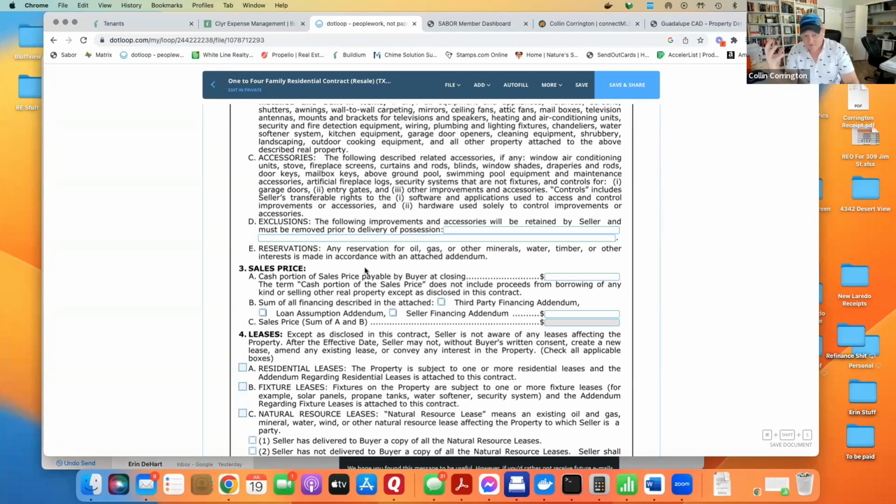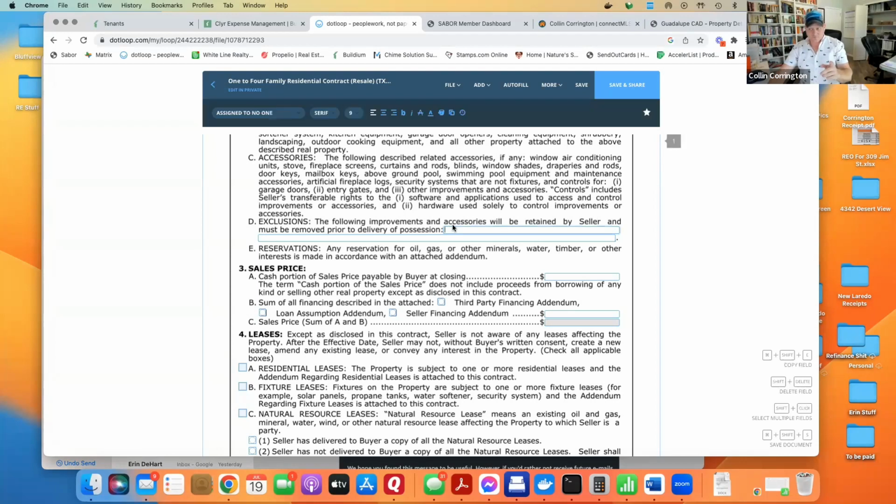Somebody help me out. Why can't I think of that word right now? It's the stuff that's included with the house. Why can't I think of it? Chattel's not included, but it's all the stuff that's included. It's the inclusion. Somebody help me with that word. I can't think of it. It'll come to me in a minute.